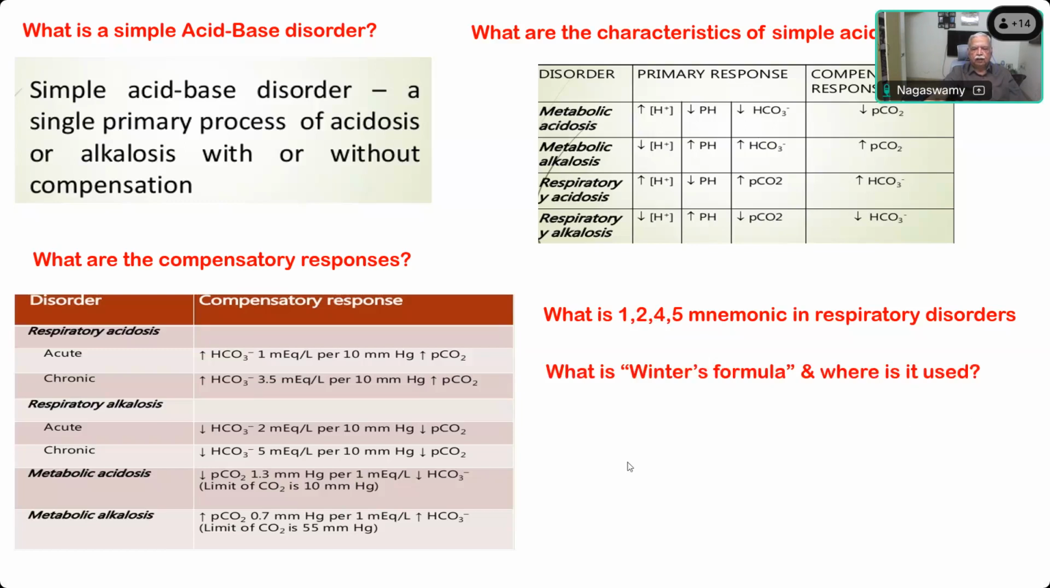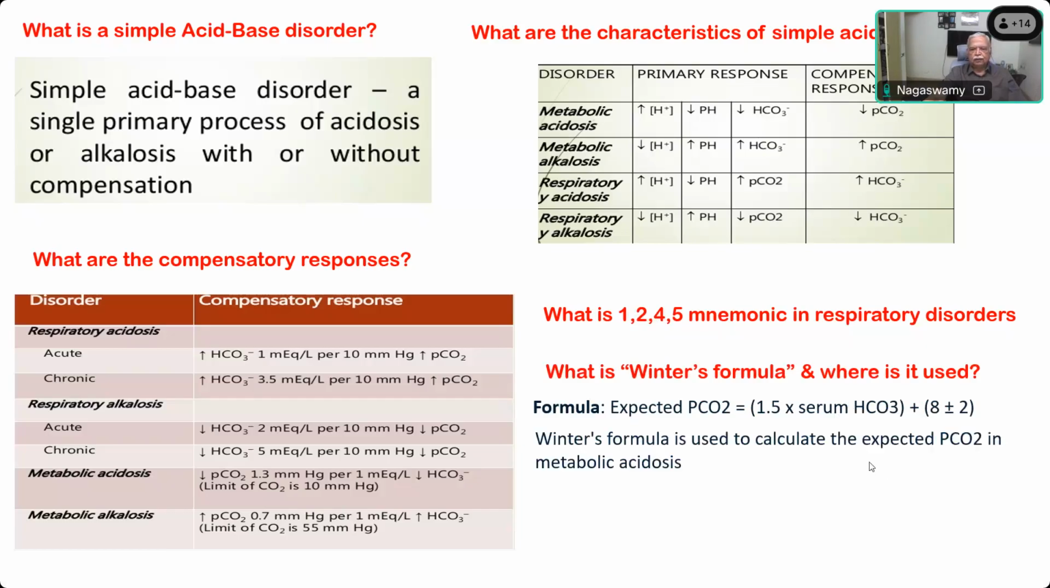What is Winter's formula and where is it used? It is the compensation of carbon dioxide to change in bicarbonate in metabolic conditions. Winter's formula is to find out the expected PCO2 in metabolic conditions, whether it is acidosis or alkalosis. So the formula is expected PCO2 equals 1.5 times the measured bicarbonate plus 8, plus or minus 2. So that is Winter's formula. It is used to calculate the expected PCO2 in metabolic acidosis mainly.